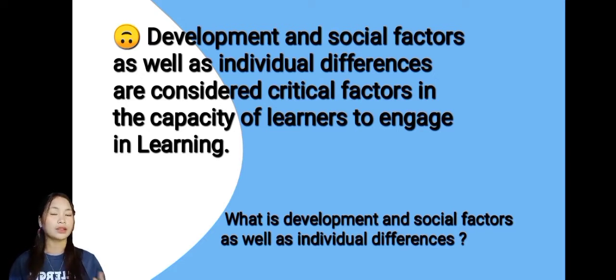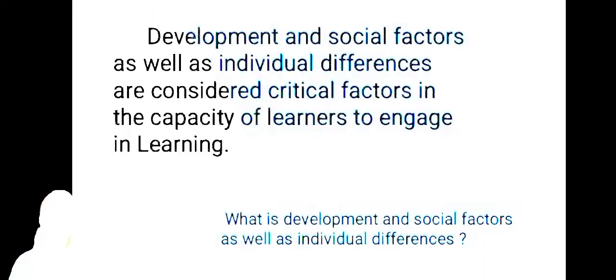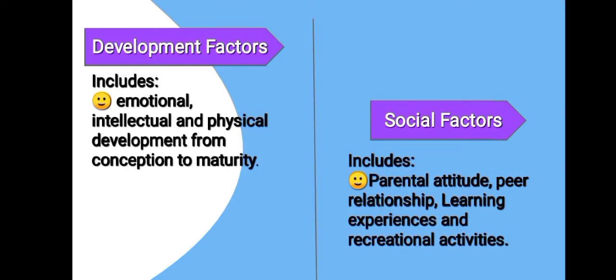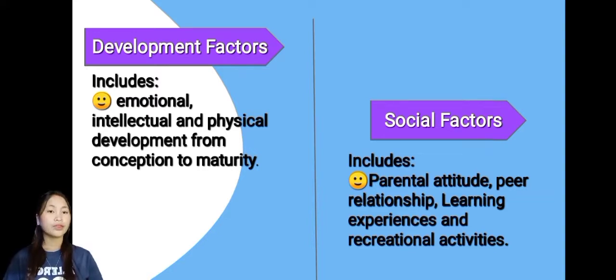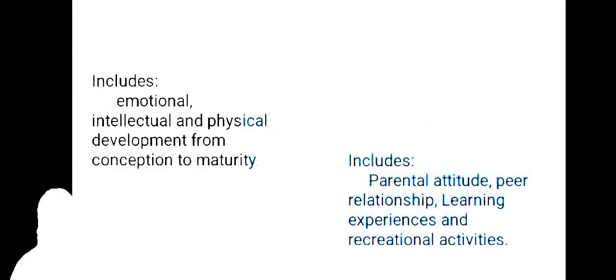Now, what are the developmental and social factors as well as the individual differences? Developmental factors include emotional, intellectual, and physical development from conception to maturity, while social factors include parental attitude, peer relationship, learning experiences, and recreational activities. So, in general, developmental and social factors provide a kind of environment that helps to encourage optimal brain development as well as social connection and collaboration.